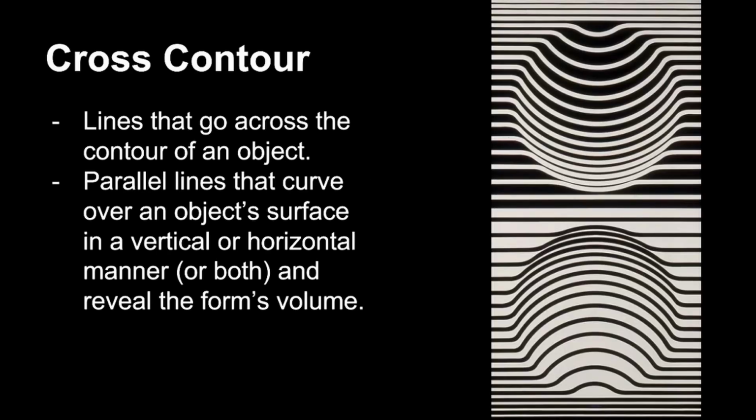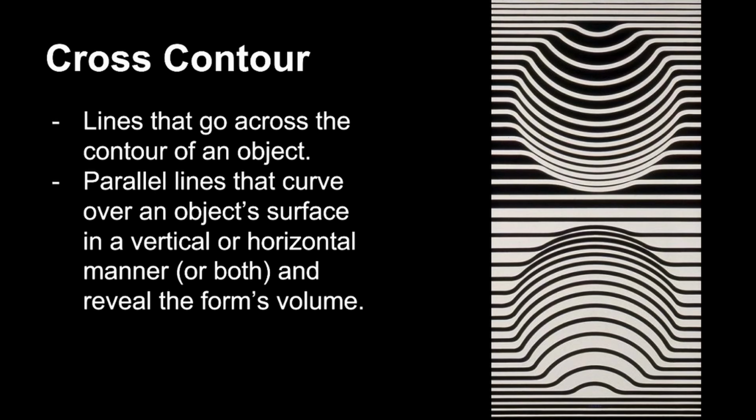So cross contour, what is it? Cross contour is lines that go across the contours of an object. So we have a contour line drawing. Now we have these lines that are wrapping around the contours of that object. They're parallel lines that curve over the object's surface, either vertically or horizontally, or sometimes both, and they try to show volume. Volume is the three-dimensionality of a form. It's something that looks like it has depth and space.